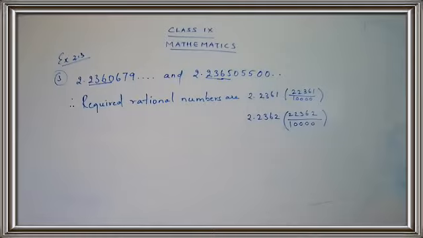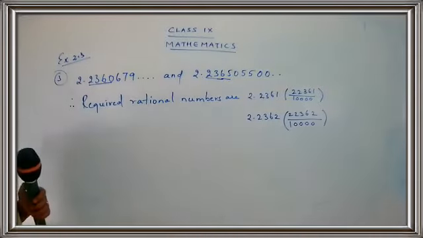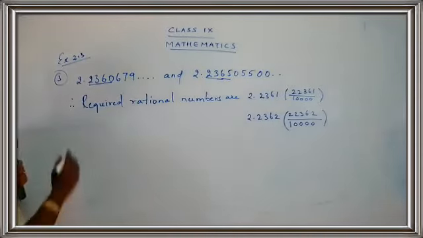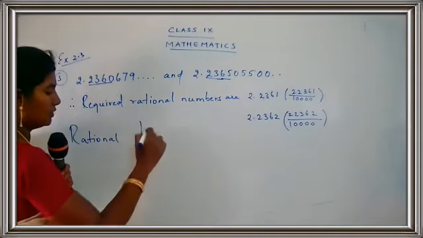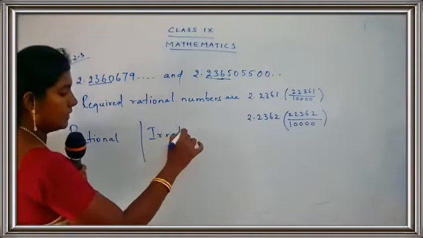Clear, children? So with this, we complete our exercise 2.3. And we have to move to a new exercise. Before we move to a new exercise, let's have a recap of the rational and irrational numbers once again. That's the important thing that you people have to know. So remember the way of expressing a rational number and also the way of expressing an irrational number.